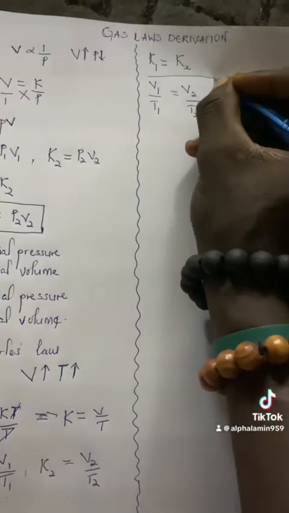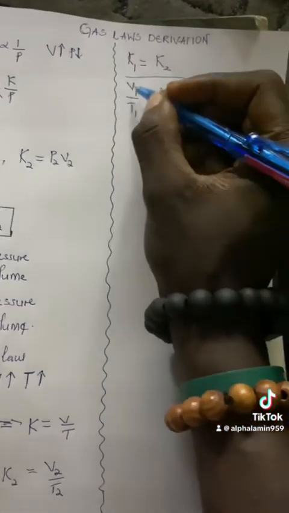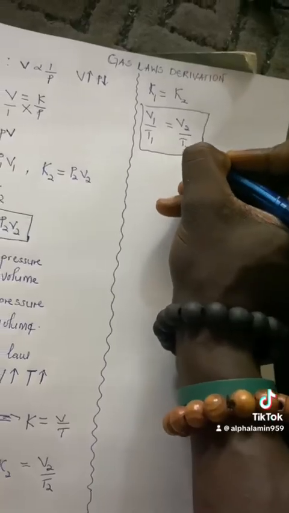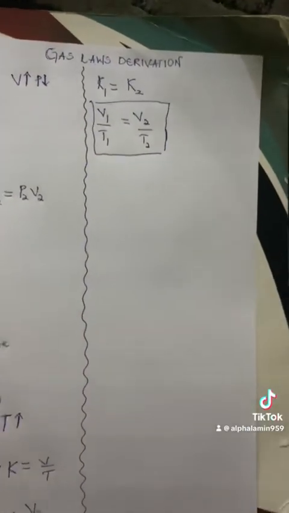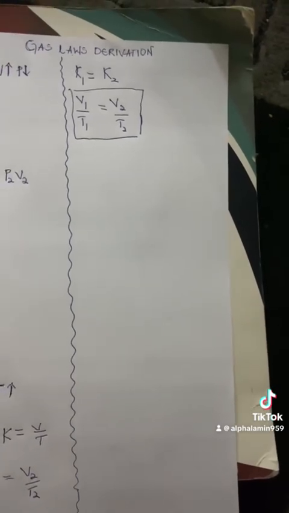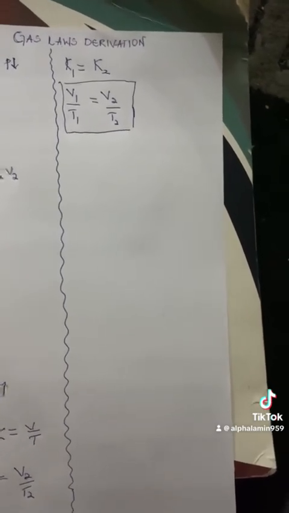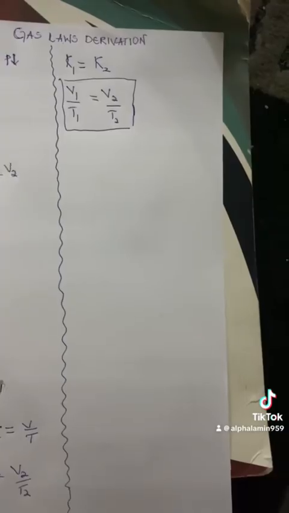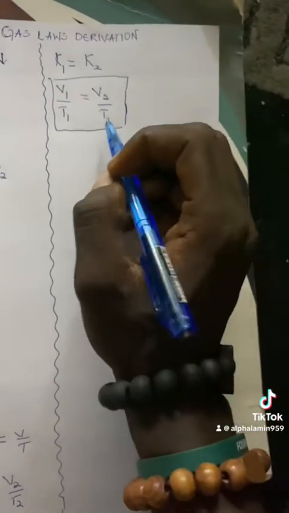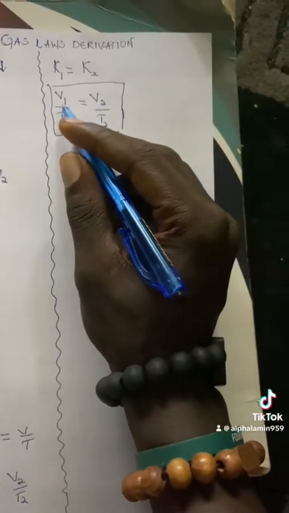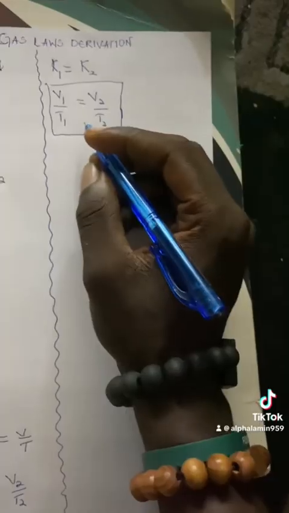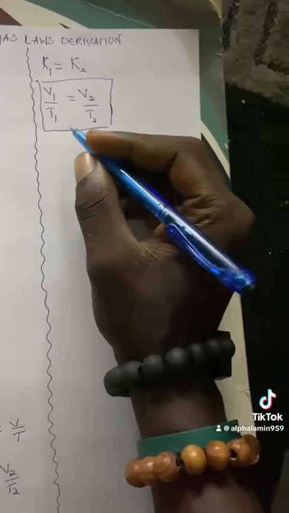So this is the relation that we can use to solve problems that have to do with Charles' law. Anytime you see a question on gases and you're given volume and temperature, always remember to use Charles' law. That's the only law that you can use to solve that particular problem. If you cross multiply, you're going to get V1 T2 equals V2 T1. If you're asked to find any of them, then it's just a matter of dividing.